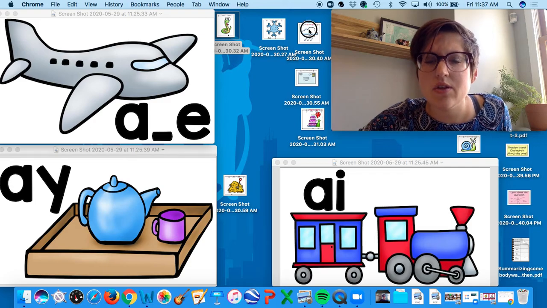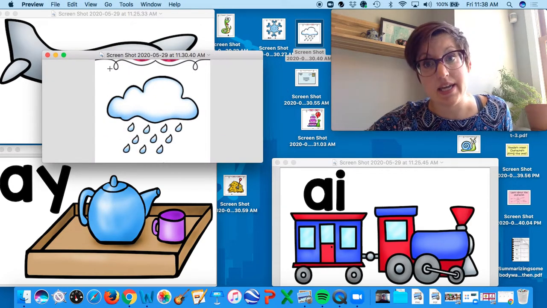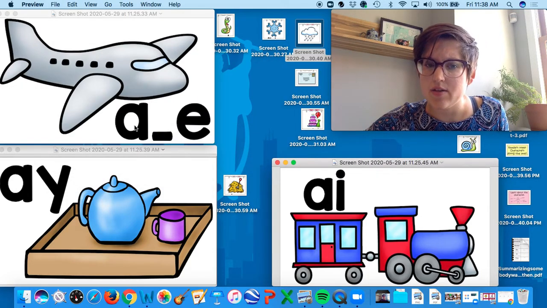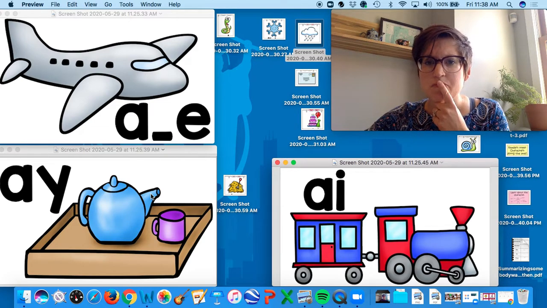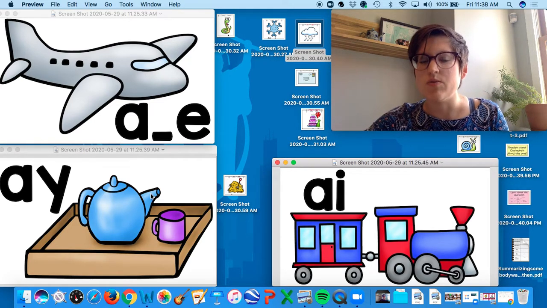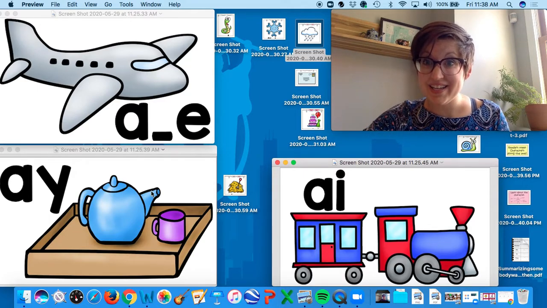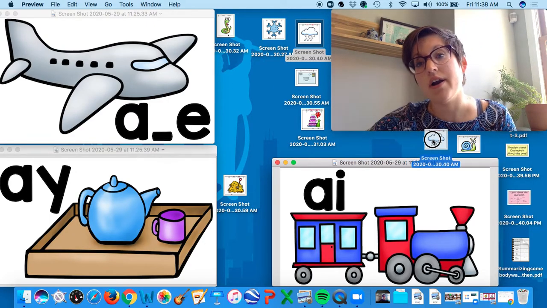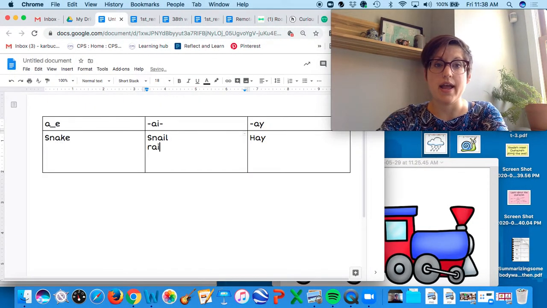And then let's take a look at our next one, rain. Rain. Which one would this be? I hear a long A in the middle of the word, so I know it's not going to be A-Y. But I think rain rhymes with one of the words that's on our screen, with train. So if train rhymes with rain, it's probably going to follow the same pattern of our AI. So then we would write R-A-I-N.